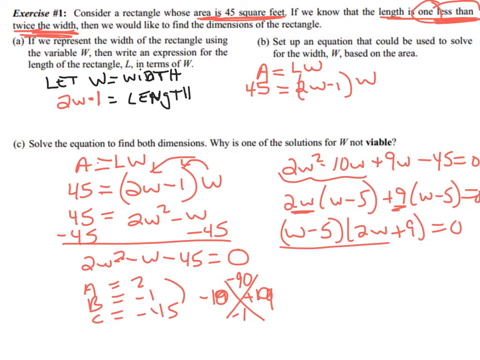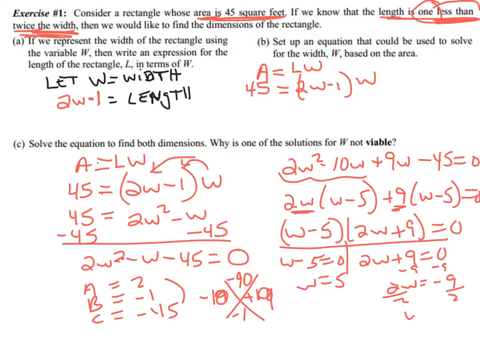And then we learned from one of our other lessons, we tee it up. So I get w minus 5 equals 0. When I bring over the 5, I get positive 5 for the width. 2w plus 9 equals 0. Bring over the 9, so minus 9. 2w equals negative 9. Divide by 2, and w is equal to negative 9 halves.